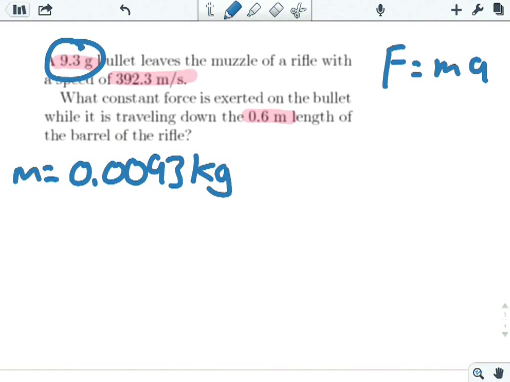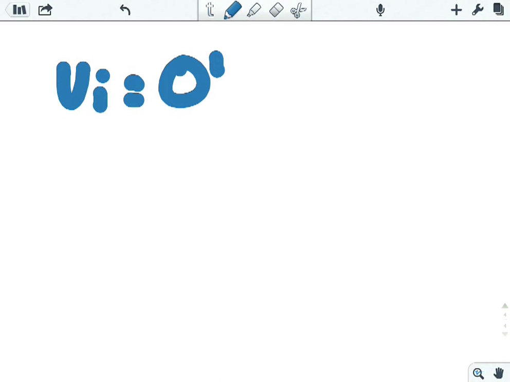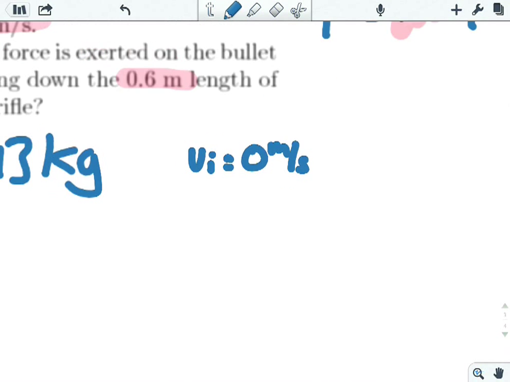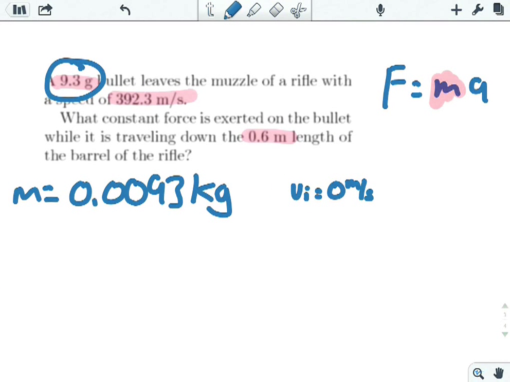Now what we have to do here is find the other portion that we need. Since we have mass, all we need is acceleration. So we're going to calculate acceleration. We're going to have to do that using our IFDAT equations. Now, what do we know about the bullet? Well, the bullet was initially at rest. It had an initial velocity before it was fired of 0 meters per second. Okay, we know that it has a final velocity of 392.3 meters per second.